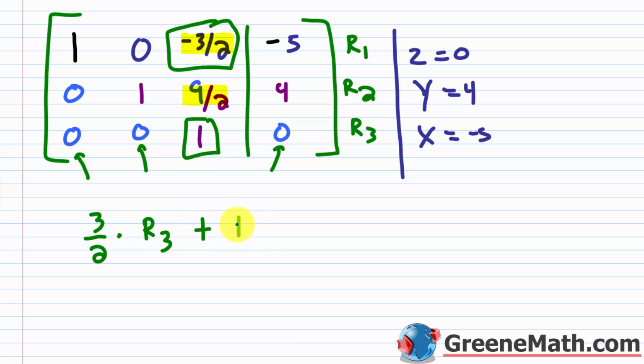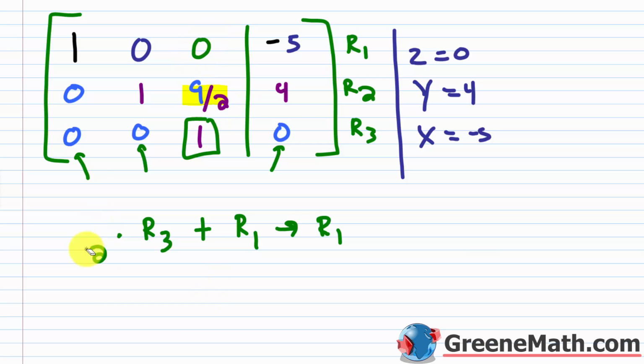So if I add this to row 1 and I replace row 1 with this, I only need to change this, and I'm just going to change it into a 0. It's the same thing here. So if I multiply -9 halves times row 3, okay, for that 1, and then I add the result to row 2, that's what I'm going to replace row 2 with. Once again, these zeros do not affect this, because -9 halves times 0 is going to be 0. Adding 0 to something does not change it. So I'm only going to change this guy right here, and it's going to be a 0.